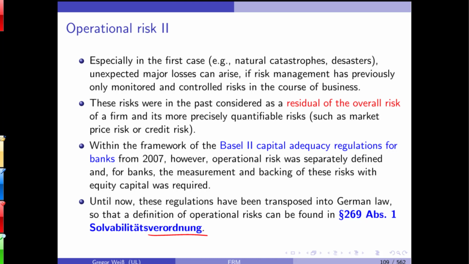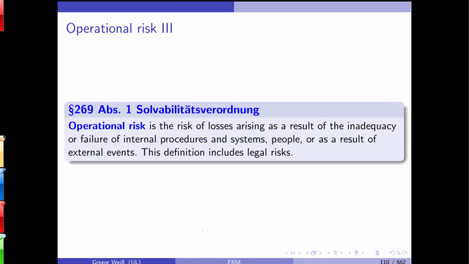This is not a law, it's an executive order based on a law that states that German banks fall under the supervision of the Federal Financial Supervisory Agency and Bundesbank. Okay. And in paragraph 269 of the solvency order, operational risk is defined as the risk of losses arising as a result of the inadequacy or failure of internal procedures and systems, people, or as a result of external events. This definition includes legal risks. That's the whole definition.